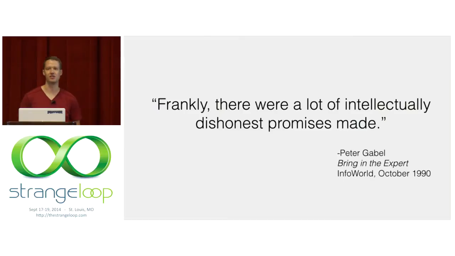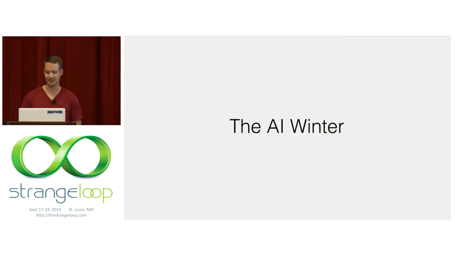We can find material from the era. Here's 1990 from InfoWorld that, frankly, a lot of intellectually dishonest promises were made. We saw expert systems. We solved some problems with them. And then, as so often has happened time and time again in AI systems, so much excitement builds up, and then we can't scale them. That led to the second AI winter in the 1980s. The first one was something similar in the early 1970s.